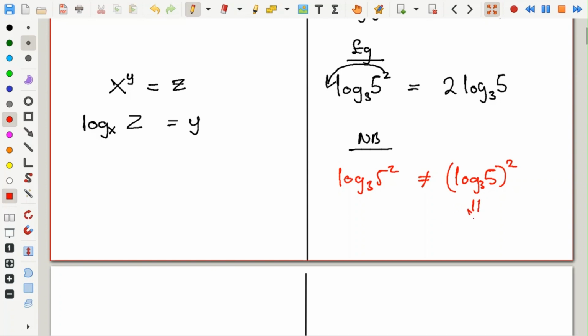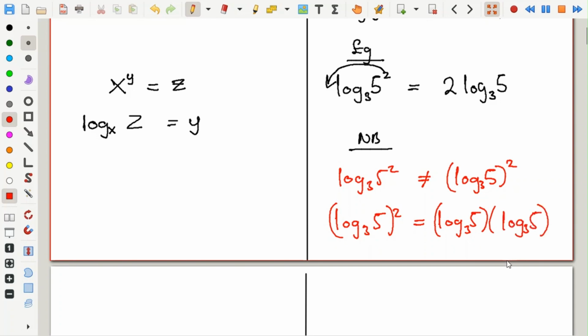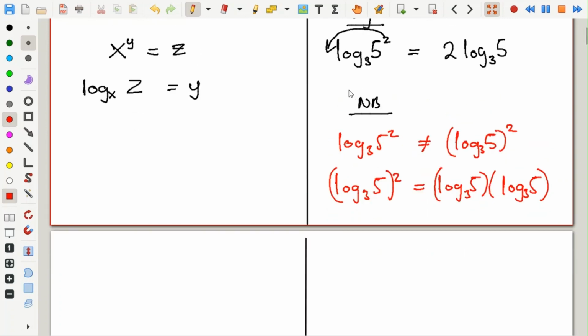So now this one means log to the base 3 of 5 is the same as that logarithm multiplying itself. Okay, so please take note. It's multiplying itself. And the other one, I've written it here. The other one is just the argument that's being squared. So that one, the power will just come down. All right. Can we move on?